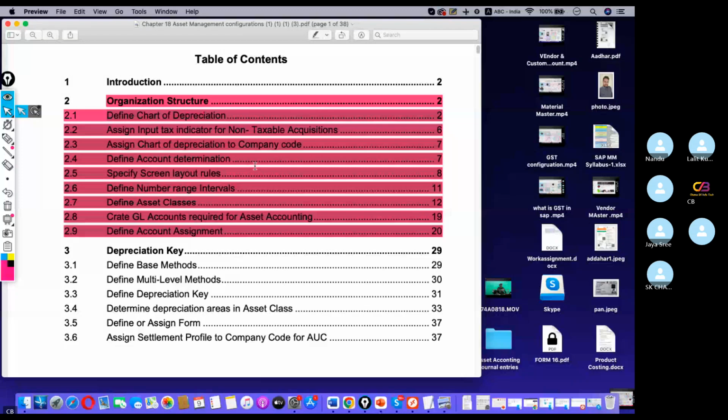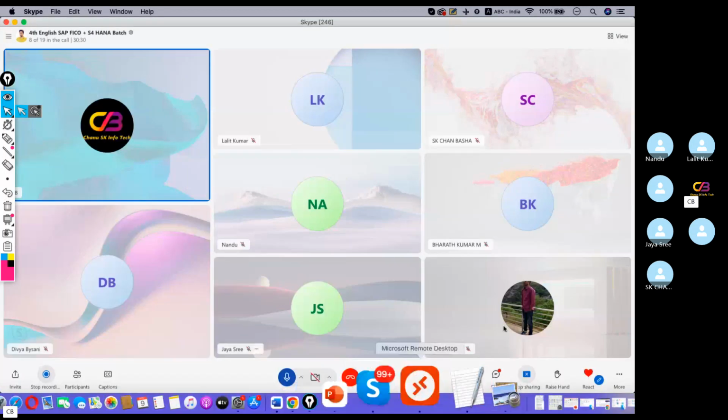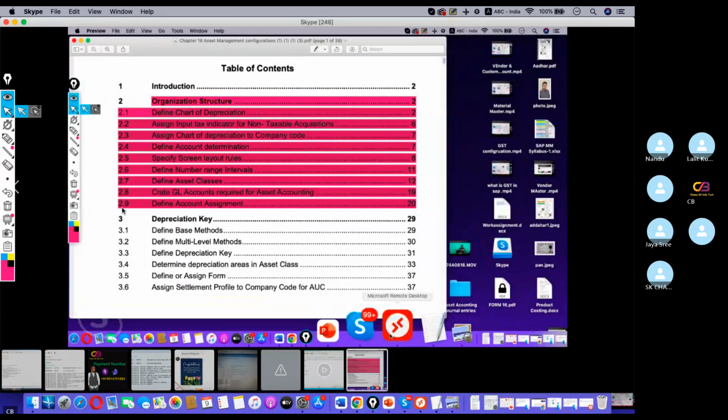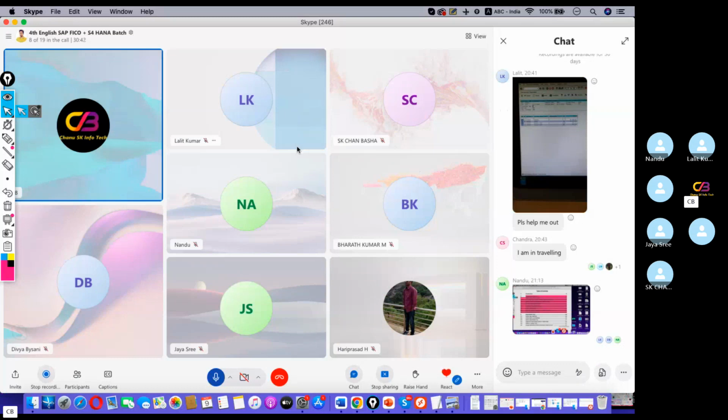Anyone? So please take this screenshot and put it in the chat box. Taken or not? Okay, just read these configurations today and understand the terminology. So tomorrow we will do the configuration.